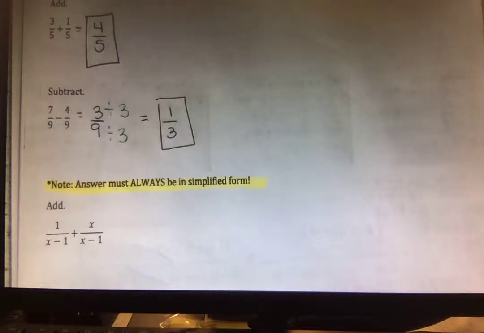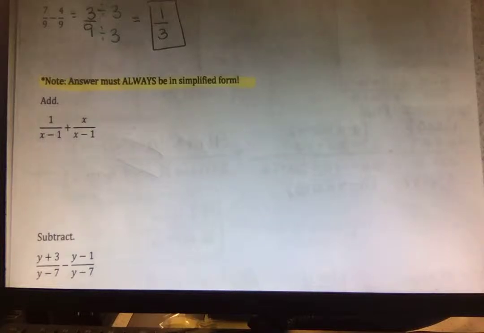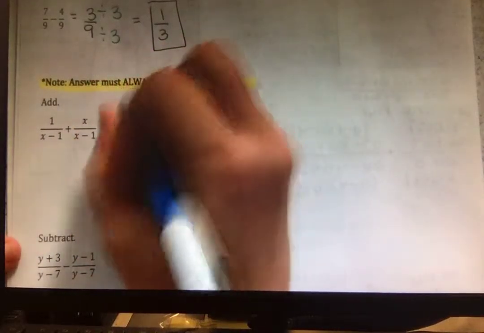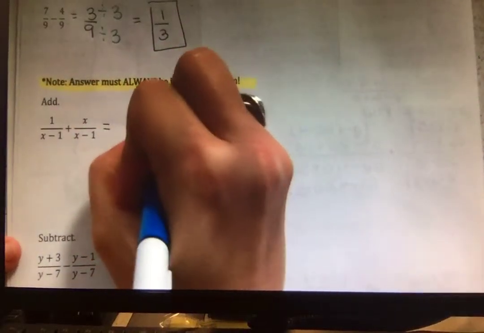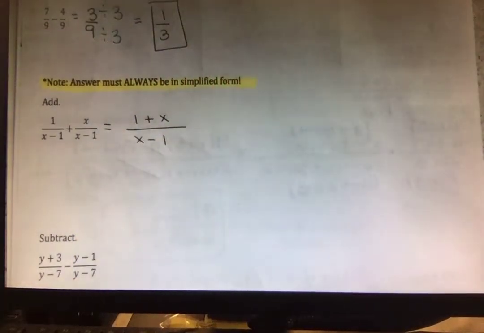So next example, add 1 over x minus 1 plus x over x minus 1. Are these like terms? They have the same denominator? Yes, that means we can just add across. So we have 1 of these things plus x of these things. So it'll give us 1 plus x over x minus 1. We need to simplify it.